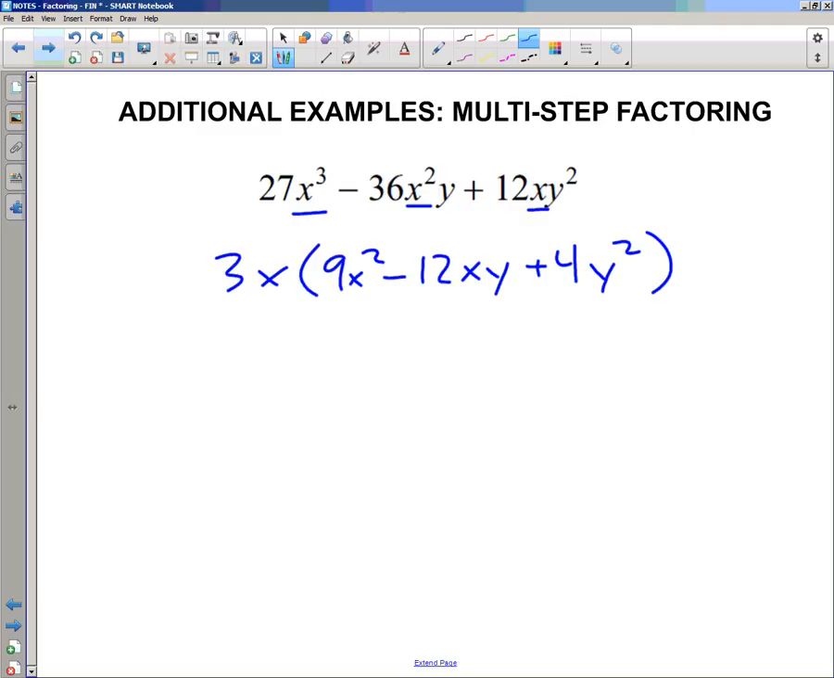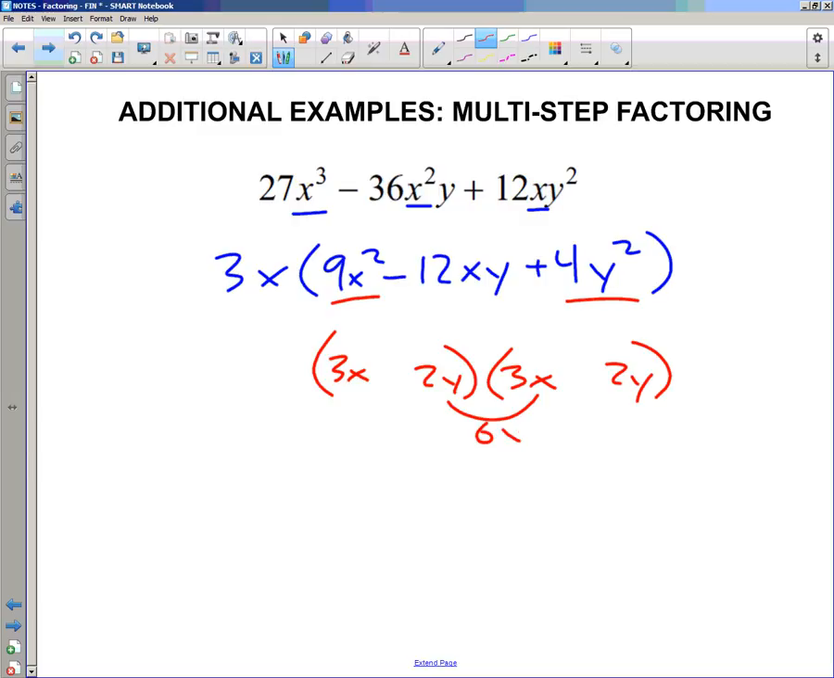Okay, inside that parentheses, we want to check and see if we can factor anything. And I'm noticing this perfect square and a perfect square here, so I'm going to check. Let's just check and see if this works. If we use the square roots for these, 9x squared we could get from 3x times 3x. 4y squared we could get from 2y times 2y. Let's just check and see if this will work.